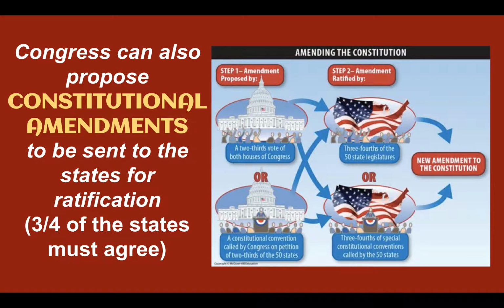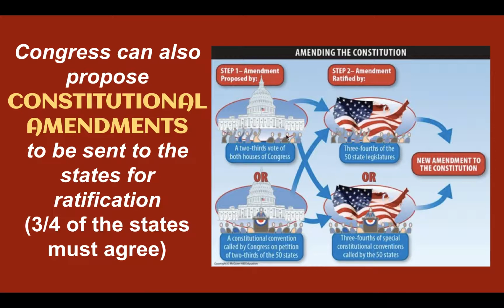Congress can also propose constitutional amendments. Typically, constitutional amendments are proposed by Congress. Sometimes they're proposed by a constitutional convention, but that's really only happened once in the last 100-some years. Typically, Congress proposes amendments, and then they're sent to the states.